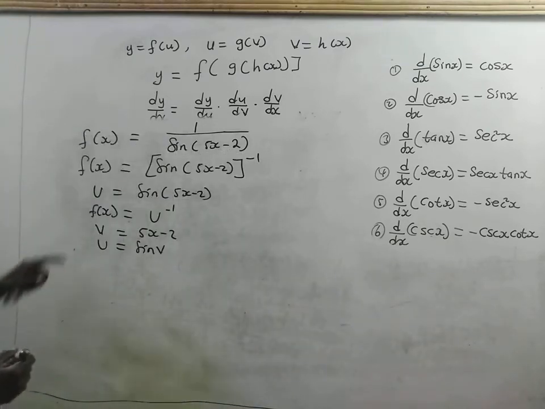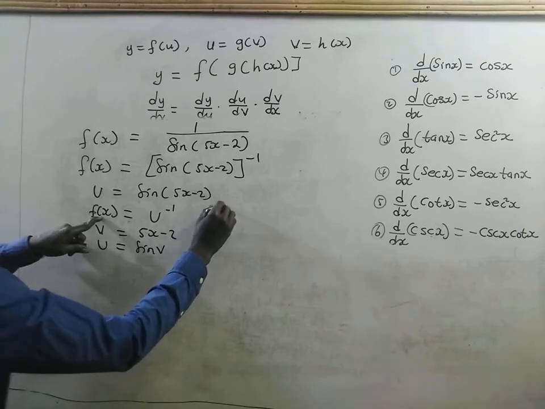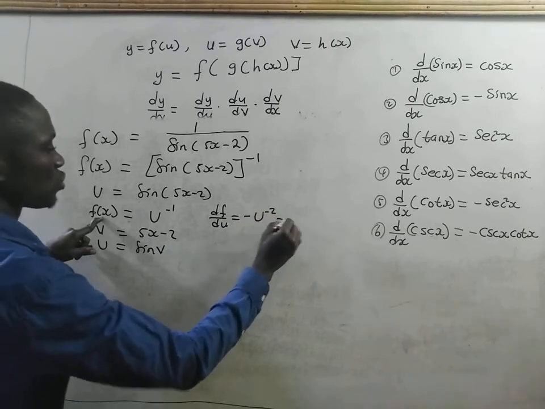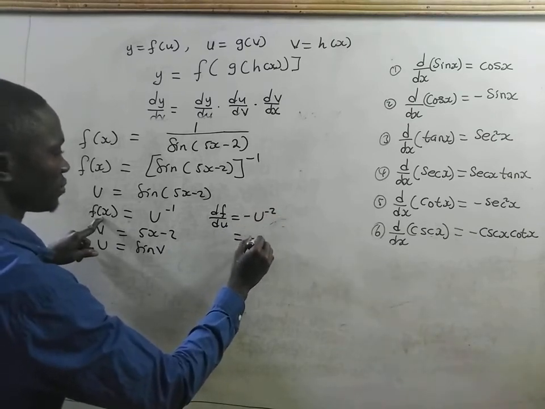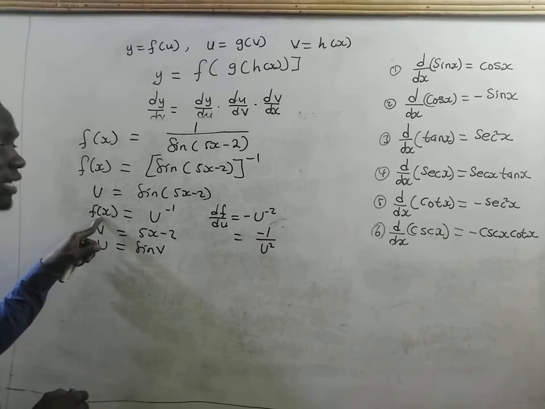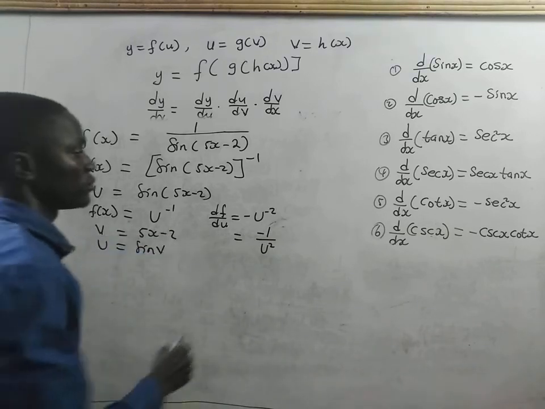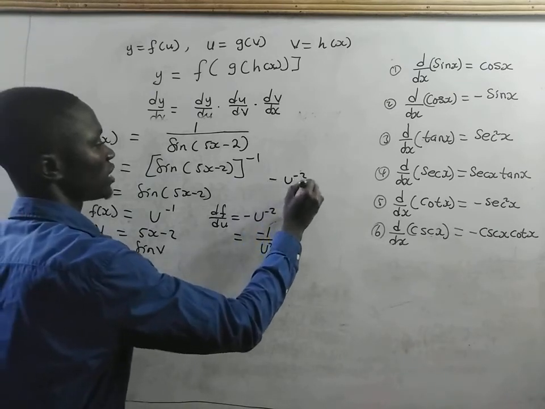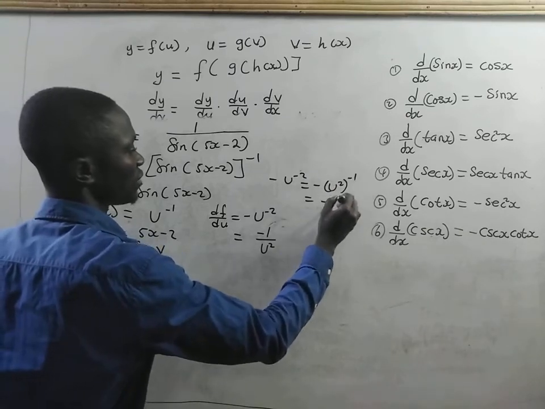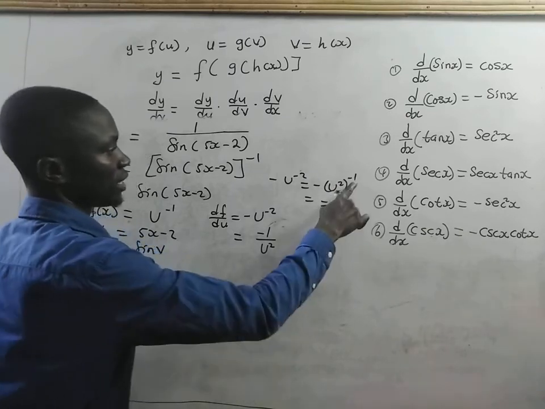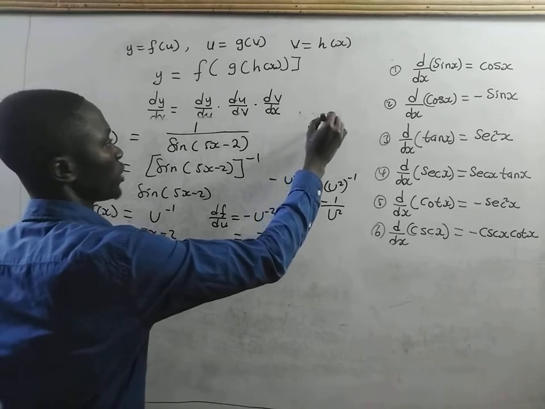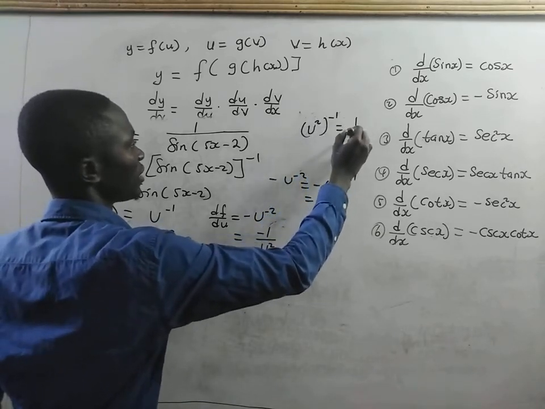So let me differentiate. First, the derivative of f with respect to u is equal to negative u to the power negative 2, and this is equal to negative 1 divided by u squared, right? Yes, from indices, negative u to the power negative 2 is the same as negative 1 times u to the power negative 2. If you have u squared to the power negative 1, that is the same as 1 divided by u squared.